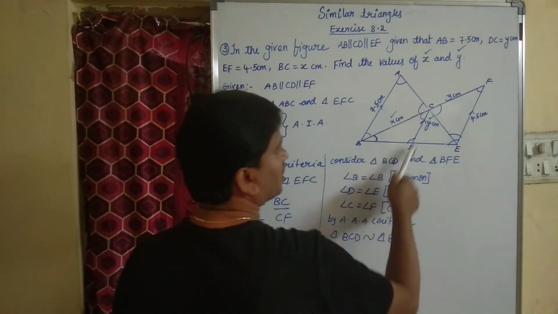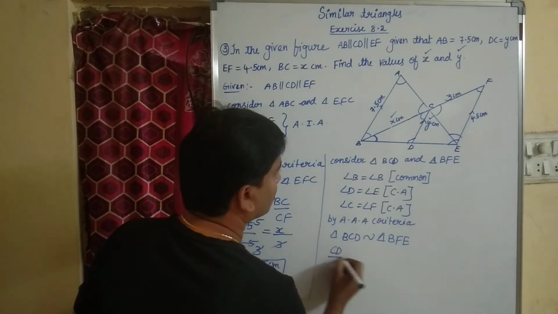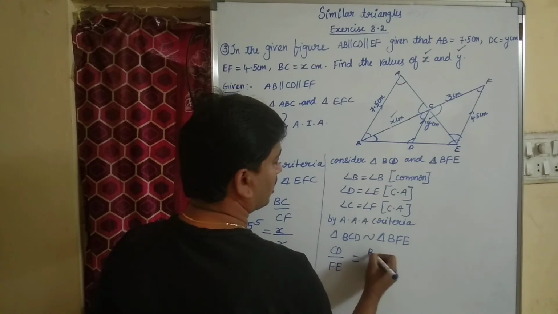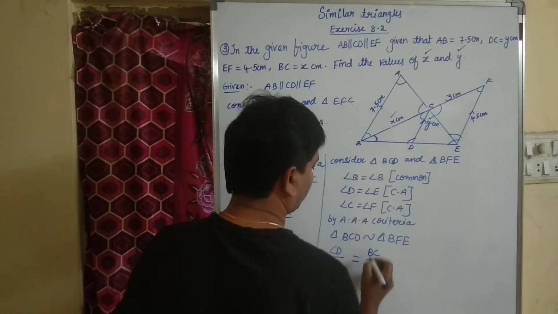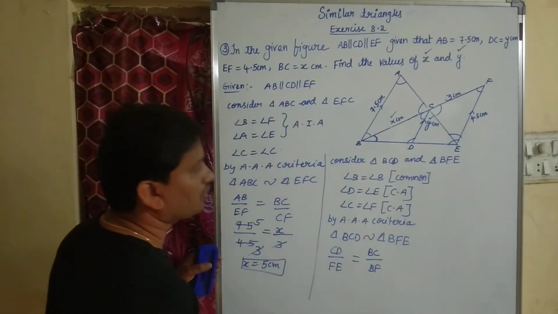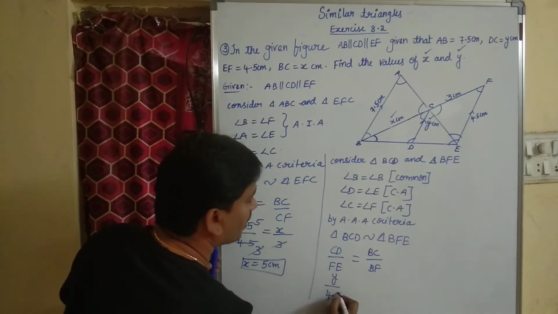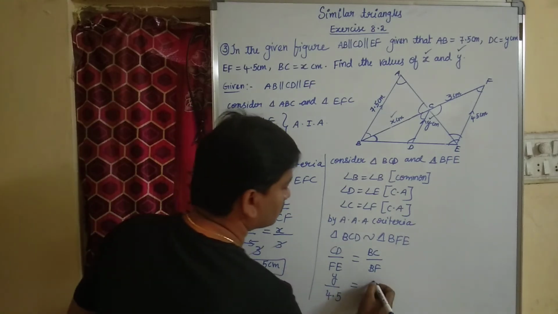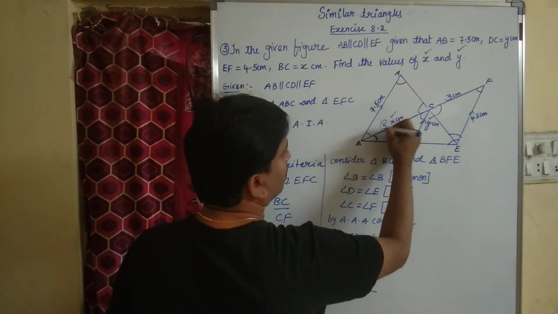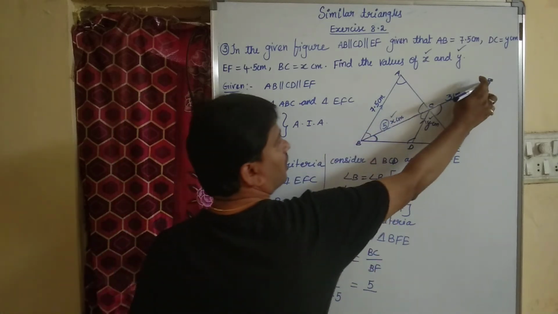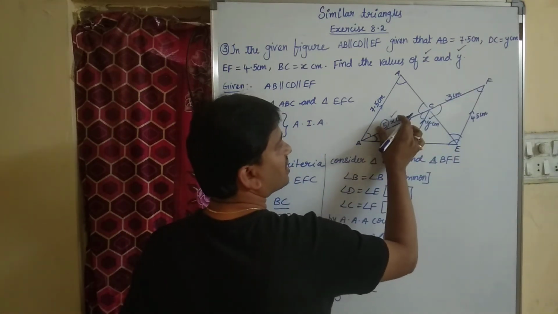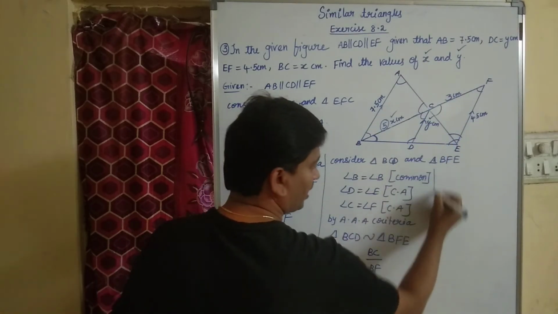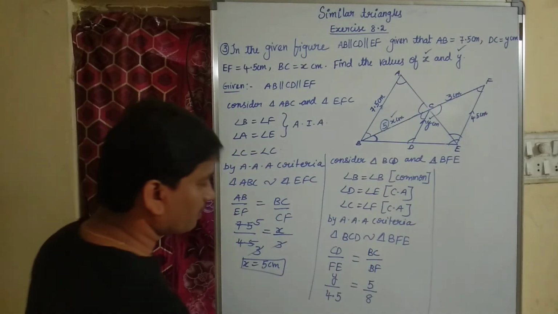What is the corresponding side of CD? Corresponding side of CD is FE. And what is the corresponding side of BC? Corresponding side of BC is the whole BF. As CD value is y and FE is 4.5, equal to BC, which is x. We got the value of x is 5. BF is nothing but BC plus CF. BC is 5 cm, CF is 3 cm. Totally 5 plus 3, 8 cm.